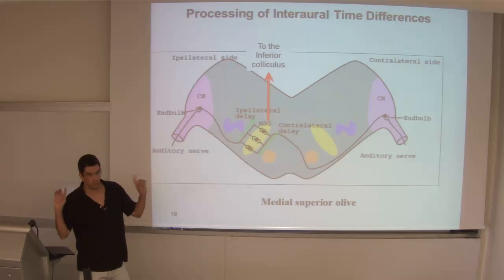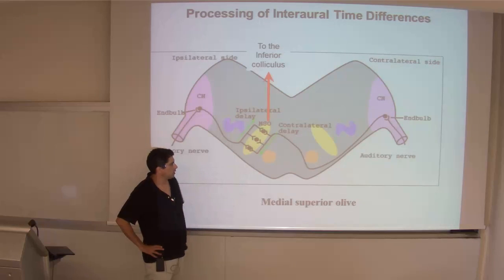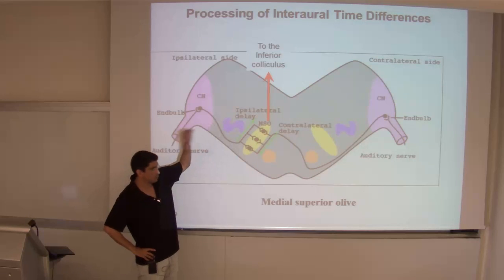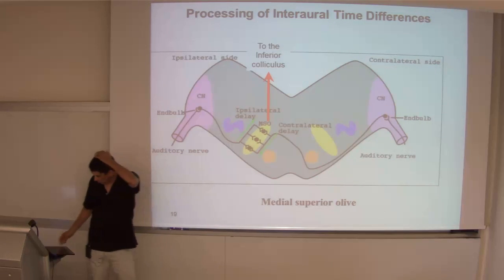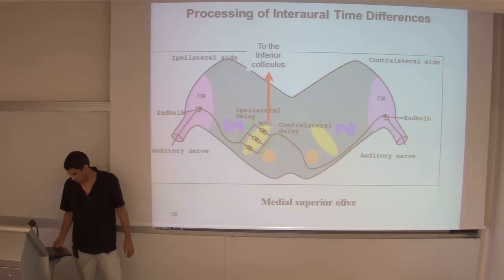We were talking about how to localize sounds in space, and we're talking about two cues: ILDs, level differences, and ITDs, interaural time differences. So the sound comes at different times to the far ear and the near ear: first the near ear, and then the far ear. This is computed in a nucleus called the MSO, the medial superior olive, and from there it goes to the inferior colliculus. This is nice and well known, and you can see this in the textbook.